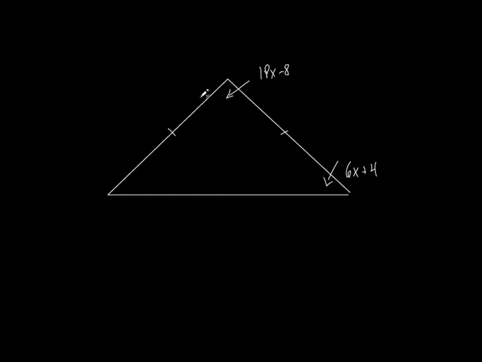Let's see. What can we do here? Let's use the isosceles triangle theorem. I got two equal sides, so that means the opposite angles have to be equal. So this is 6x plus 4. So what's this one right here? This one's 6x plus 4. What do all three of those angles do? They add up to 180. So you add all three of them up, set them equal to 180, bang, you're done.